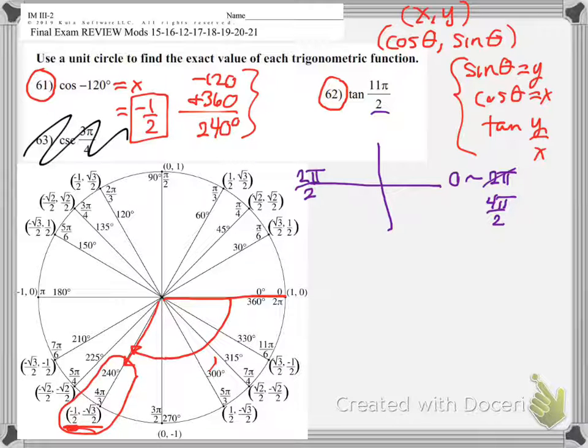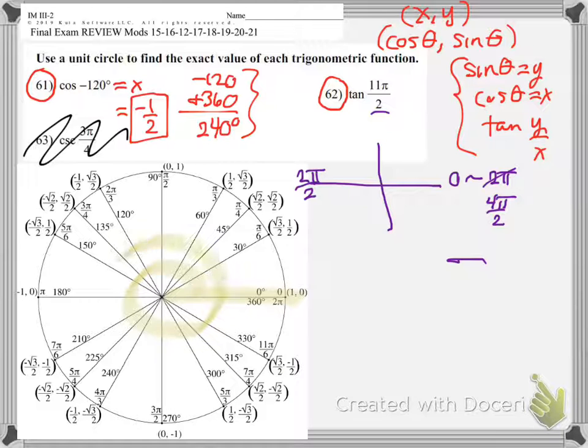11 pi over 2 is more than a full circle. So if I wanted to think it through here, I could say it's a positive number, so I'm going to go up first. Just going to do it with a highlighter. And I can say, if I went a full circle around, that would be 4 halves, not enough. If I want another full circle around, that'd be 8 halves, not enough.